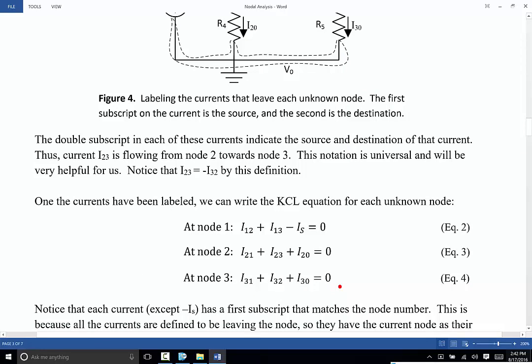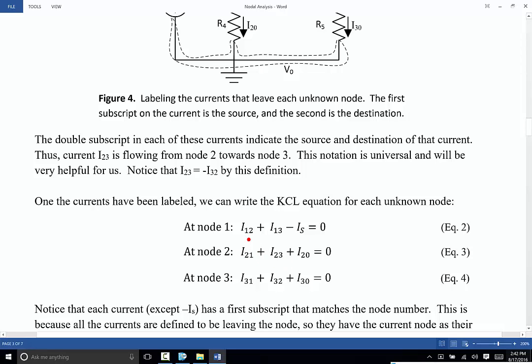Equations 2, 3, and 4, that's the heart of nodal analysis. It is not yet in a form that is very useful to us, but that's Kirchhoff's current laws. And we know that Kirchhoff's current laws are true, so therefore these three equations are true. But now we need to rewrite each of these currents, except for I sub s, that'll just be a constant. But each of the other currents, we need to write them in terms of node voltages.